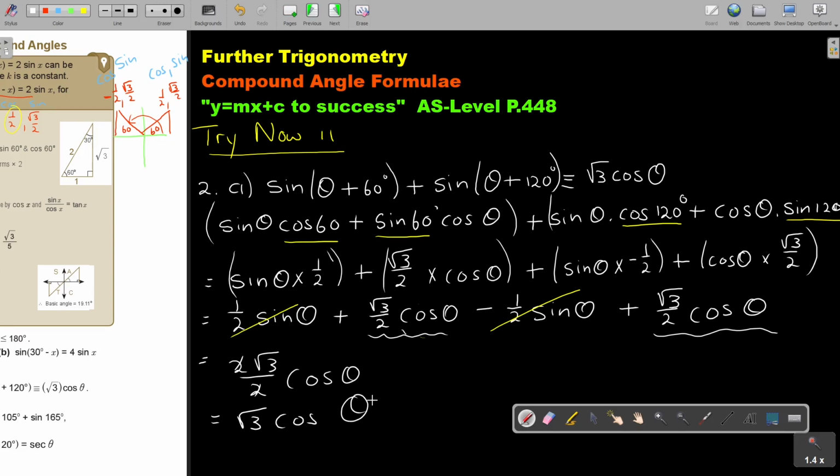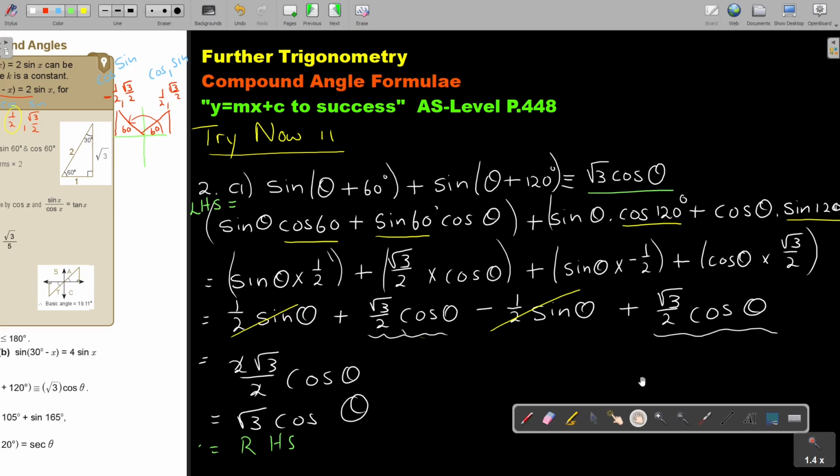Okay, and now I should have said here, sorry, I didn't say here, because they said show, so I should have said left hand side equals. Okay, are you with me? Because it's an expression there. Then I can say that is equal to the right hand side. Do you see? And that's how I prove it.